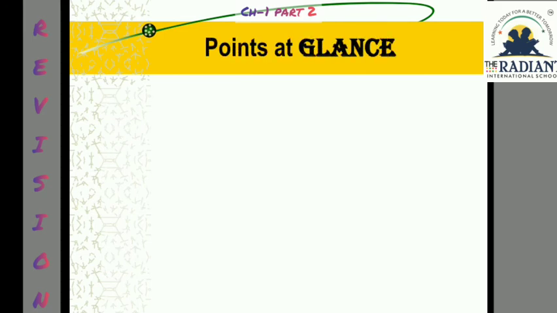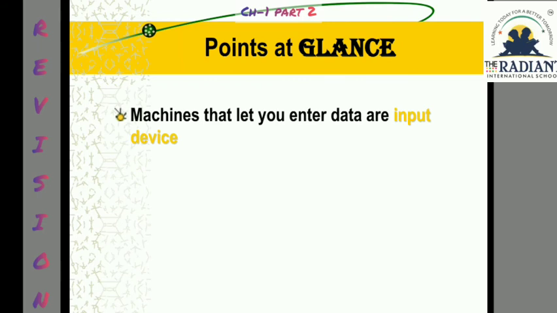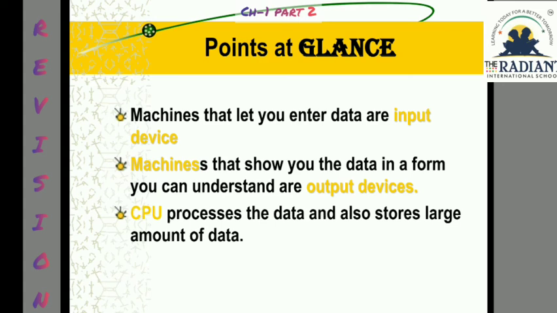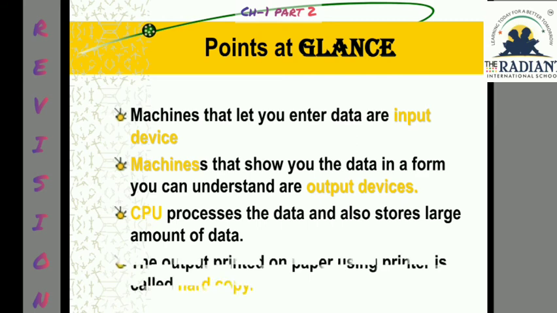Now points at a glance. What we learned from this chapter. Machines that let you enter the data are called input devices. Machines that show you the data in a form you can understand are output devices. The CPU processes the data and also stores a large amount of data. The output printed on paper using a printer is called a hard copy.